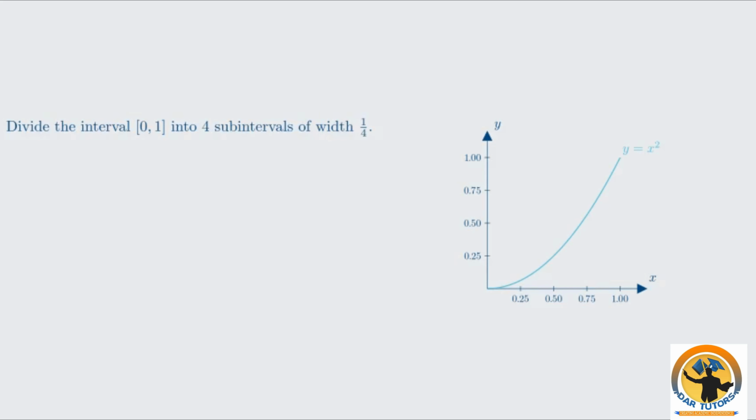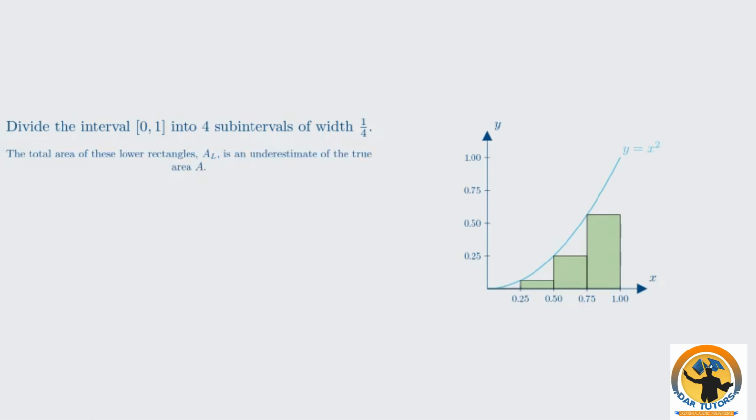A better approach is to divide the interval into several smaller subintervals and use rectangles on each. Let's divide the interval from 0 to 1 into 4 equal strips. Each strip will have a width of 1/4. We can now draw rectangles on each of these subintervals. Let's start with lower rectangles, also known as a lower Riemann sum. For each subinterval, the height of the rectangle is determined by the lowest value of the function in that interval. Since y equals x squared is an increasing function, the lowest value occurs at the left endpoint.